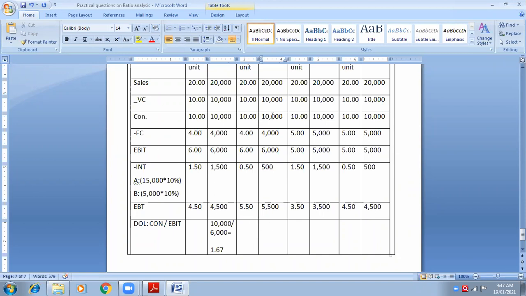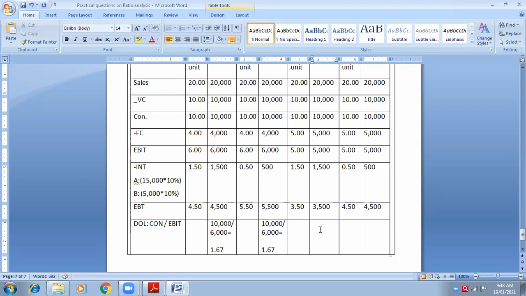Tell me for plan B, what is the contribution? 10,000, divided by what is EBIT? 6,000. Very good. So I think the answer will be the same. Yes, same. 1.67. Okay, very good. Now come to plan A of situation 2.